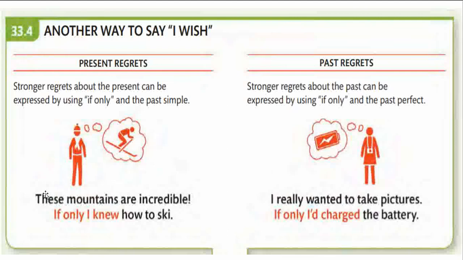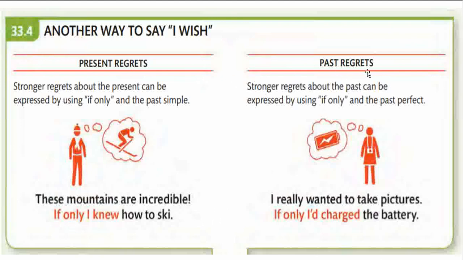Now let us see the example that is before us. These mountains are incredible. If only I knew how to ski. And it means I wish I knew how to ski. It is similar to the very first example we had seen in this video, where the person had used I wish I knew how to do something. And this is the same way. Instead of saying I wish, you are saying if only. It is another way to say I wish.